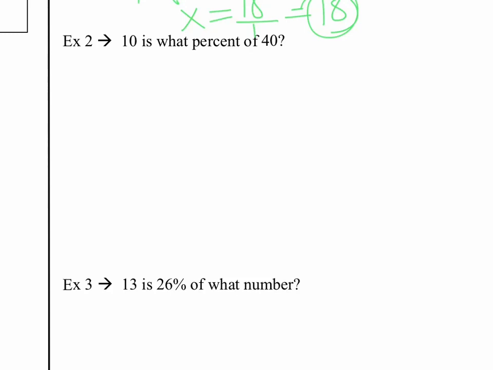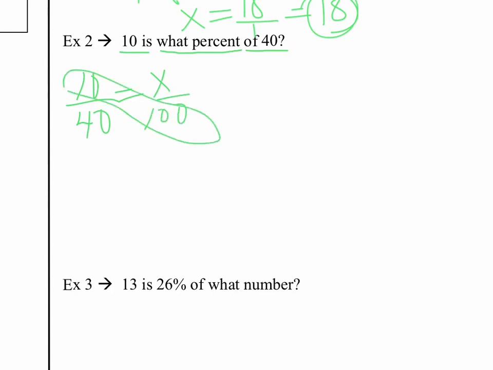Example 2. 10 is what percent of 40? What is your is? That is correct, 10. What is your of? Excellent, 40. Equal to what percent? We don't know. X over 100. Use your cross products. That gives you 40x equal 10 times 100.